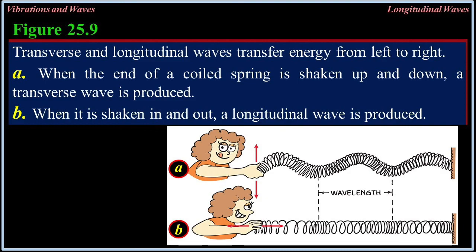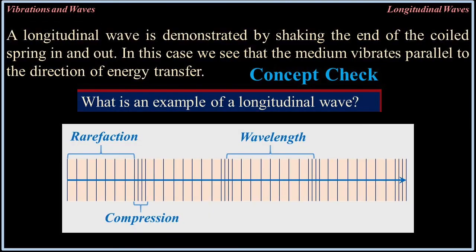A transverse wave is demonstrated by shaking the end of a coiled spring up and down. Figure 25.9. Transverse and longitudinal waves transfer energy from left to right. A. When the end of the coiled spring is shaken up and down, a transverse wave is produced. B. When it is shaken in and out, a longitudinal wave is produced. A longitudinal wave is demonstrated by shaking the end of a coiled spring in and out. In this case, we see that the medium vibrates parallel to the direction of energy transfer. Concept check. What is an example of a longitudinal wave?